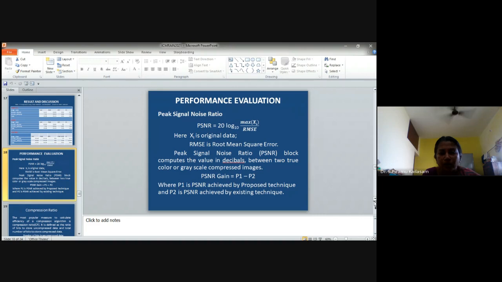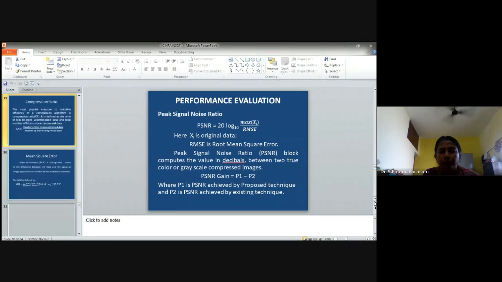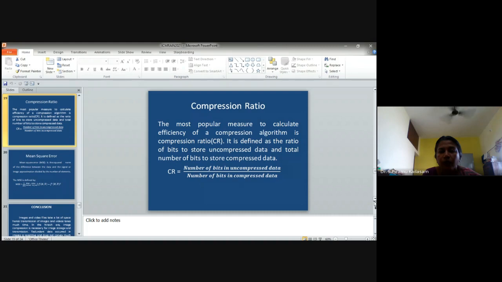For performance evaluation, I use this formula: PSNR equals 20 log of maximum Xi divided by RMSE. PSNR is the peak signal-to-noise ratio that computes the value in decibels between two true color or grayscale compressed images. PSNR gain is equivalent to P1 minus P2, where P1 is the PSNR achieved by the proposed technique and P2 is the PSNR achieved by the existing technique. For compression ratio, the most popular measure to calculate the efficiency of a compression algorithm, it is defined as the ratio of the number of bits in uncompressed data divided by the number of bits in compressed data.